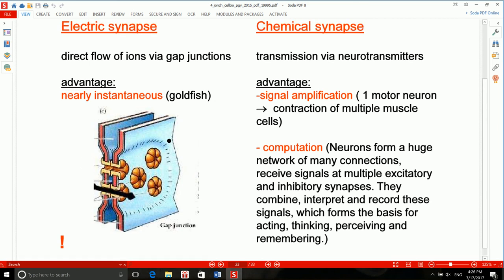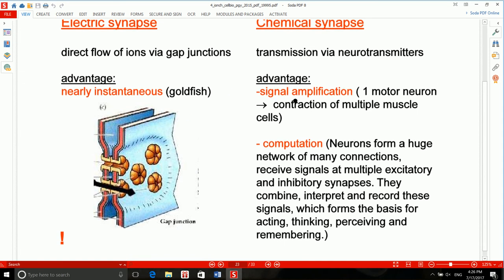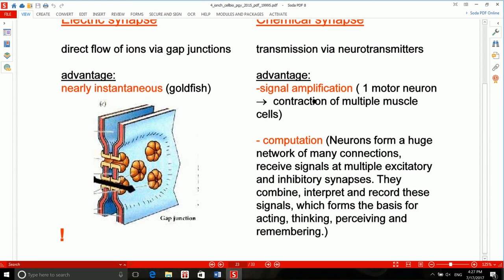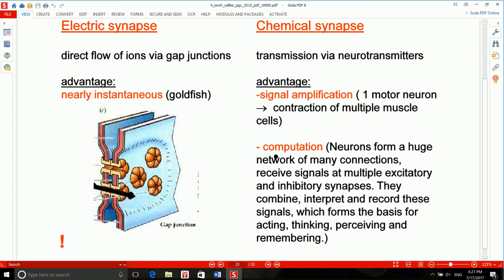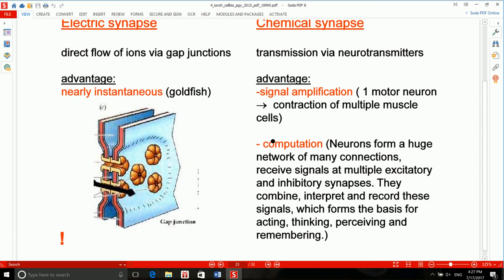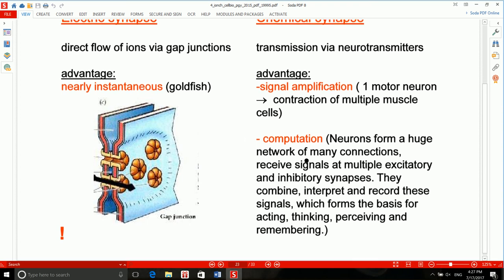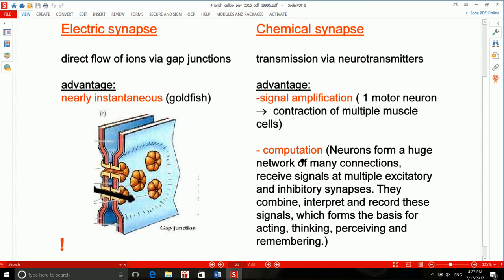On the other hand, the advantage of the chemical synapse is its signal amplification and computation. Signal amplification completely makes sense, because imagine one neuron can cause the contraction of a lot of muscle cells. And that is what we don't have in the case of an electrical synapse. And computation: in chemical synapses, because of the whole mechanism we have, the synapse is more regulated. So in places like neurons, when processes like thinking and perceiving are happening, we need these types of synapses.